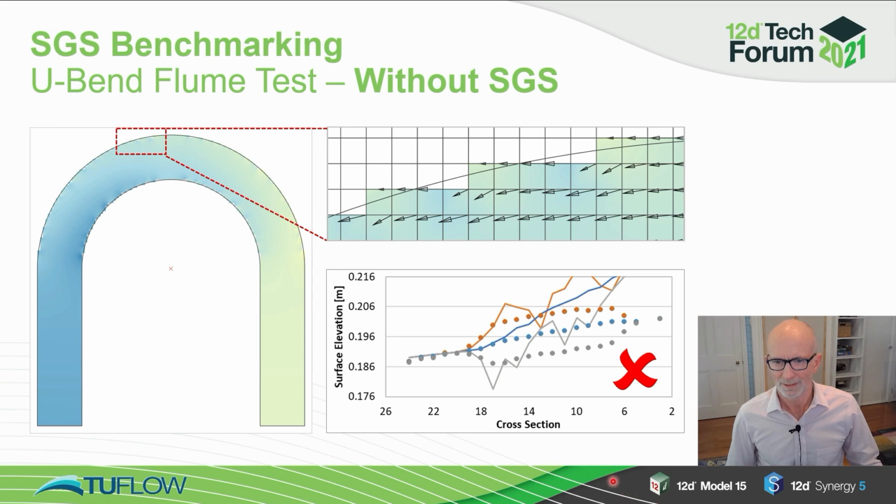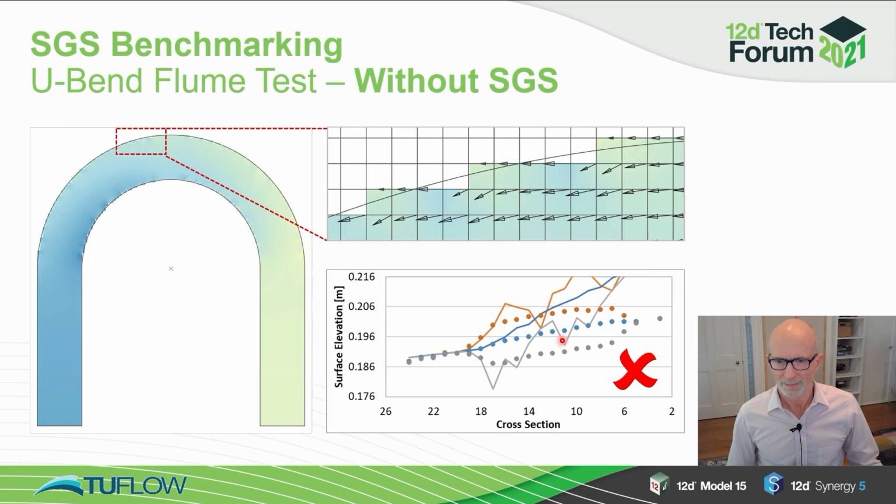So what you're seeing here is the model results. And so the model came up with this up and down sort of water level profile as water worked its way around the outside edge, that very bumpy outside edge. And it didn't match the recorded measurements at all.